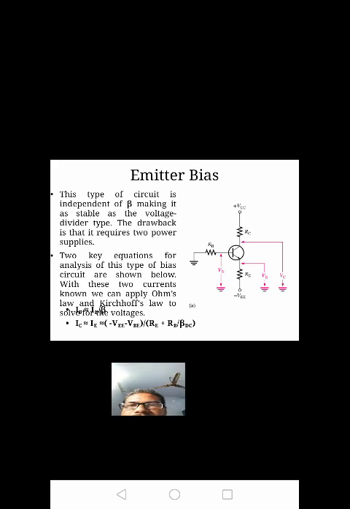Next one, according to KVL, the IC value is nothing but IE, because IC and IE are equal. That is equal to minus VEE minus VBE divided by RE plus RB by beta DC.